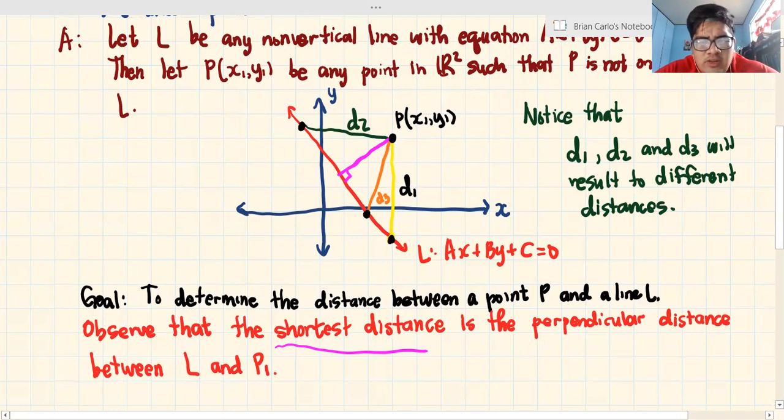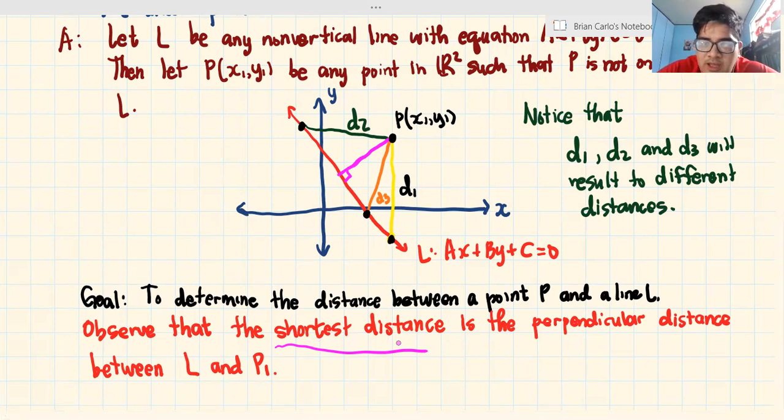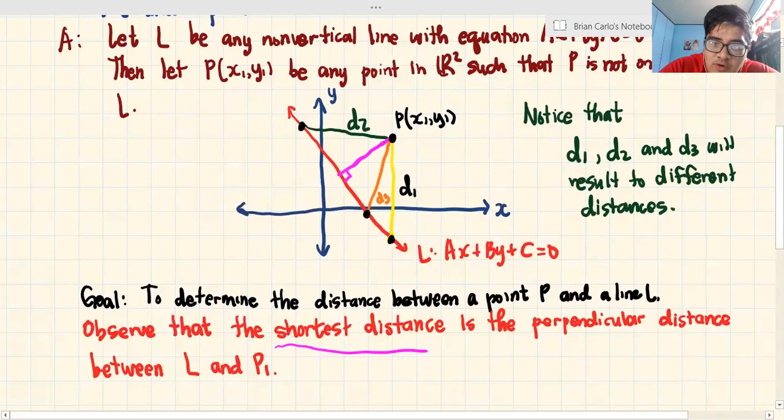Ang tanong, bakit siya yung kinoconsider natin? Kasi siya yung shortest distance. Bakit shortest distance ang goal natin? Di ba kapag may gusto tayong puntahan, ang goal natin palagi yung pinakamaikling daan para makarating tayo dun sa paroroonan natin. Hindi yung pinakamahaba, yung lumiliko-liko pa. Kung kayang diretso, diretsoy natin. Ganon din dito sa concept ng distance between a line and a point. Ang goal natin is makita yung shortest distance, and that shortest distance is the perpendicular line na nabubuo from the point and the line.